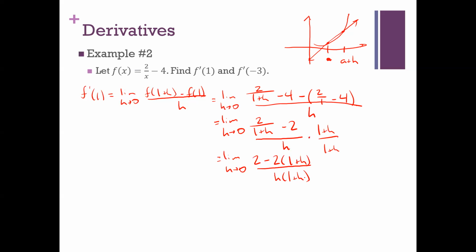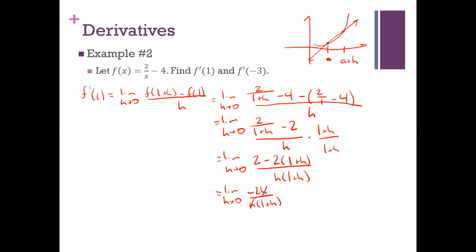So maybe it's not obvious yet, but we're kind of working up to a rational function that we can deal with. From here, do I get anything that conveniently cancels? Yeah, I'm going to get 2 minus 2H, right? So all said and done, negative 2H over H times 1 plus H, which I can do this.